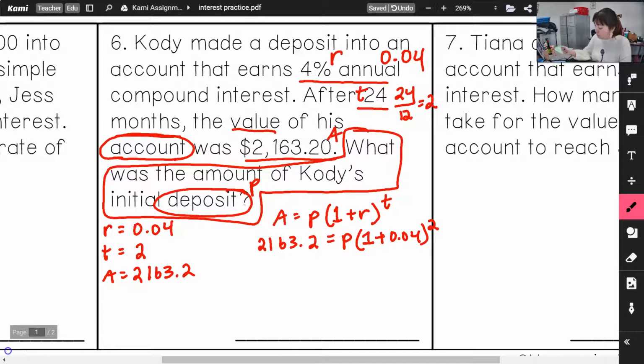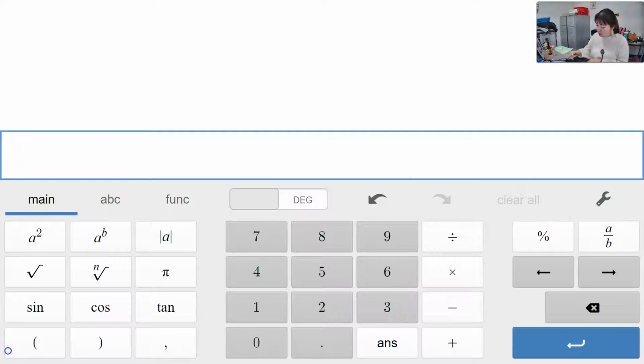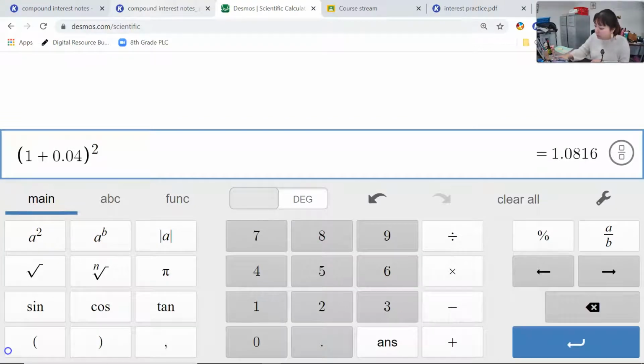We can do this. Okay, well, you know that when we are solving an equation, we can divide by the coefficient to get rid of it, right? Because we want P to be by itself. So we need to get rid of this thing right here, right? Well, this is a little messy and hard to deal with, so why don't we go ahead and multiply this out and see what we get. Okay, so let's go back to Desmos. This is 1 plus 0.04 to the power of 2. So that shows us that we get 1.0816 is this number, right?